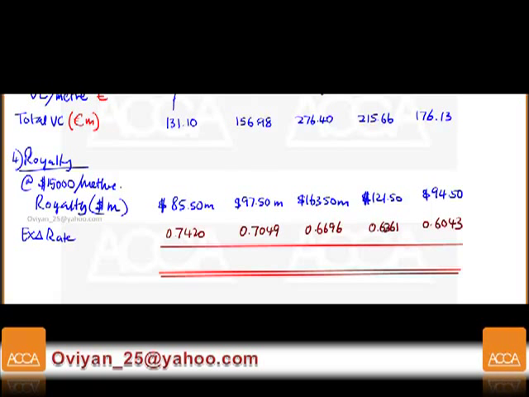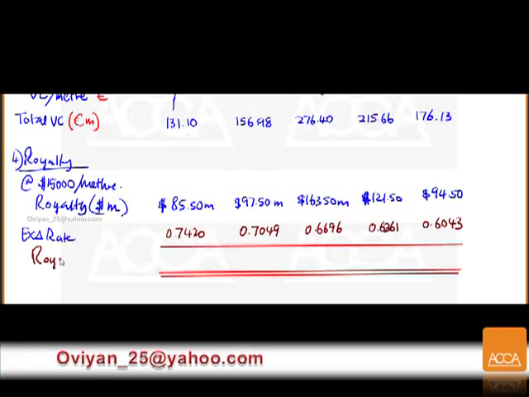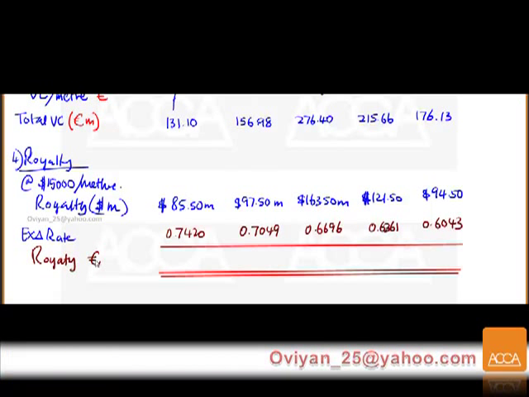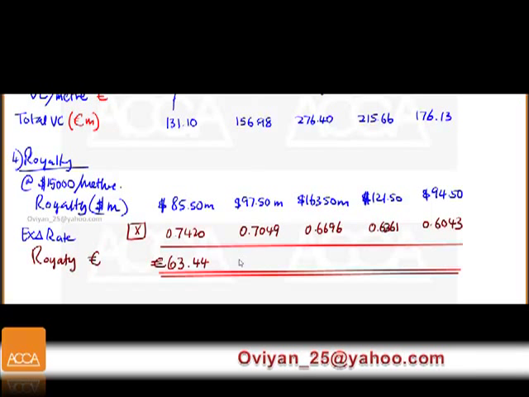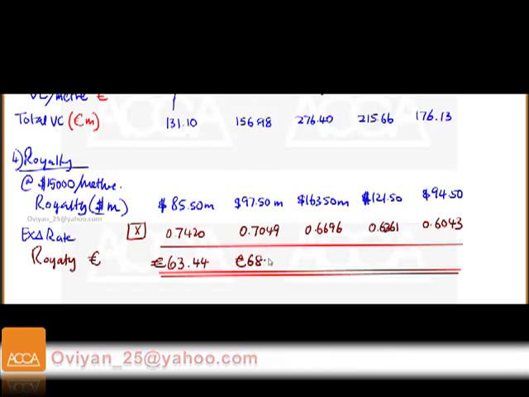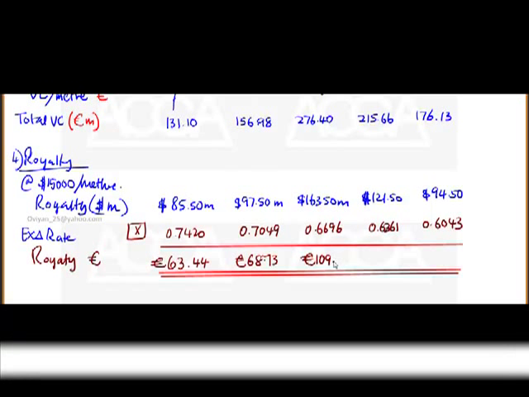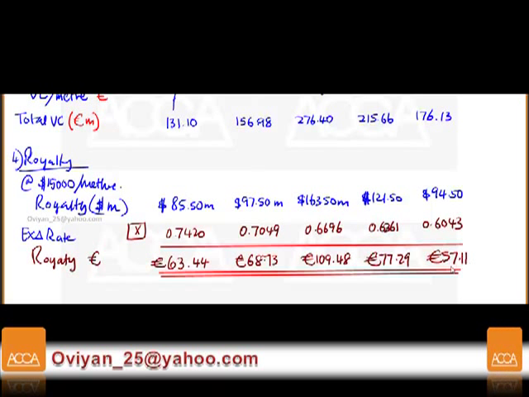Now if you want to change this to royalty in euro, euro is the first set of currencies, so you have to multiply. When you multiply, you're going to get 63.44 euros. You're going to get here 68.73 euros. You're going to get here 109.48 euros. You're going to get here 77.29, and you're going to get here 57.11.